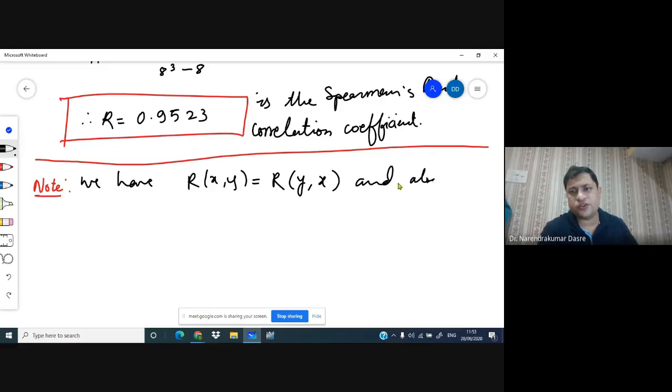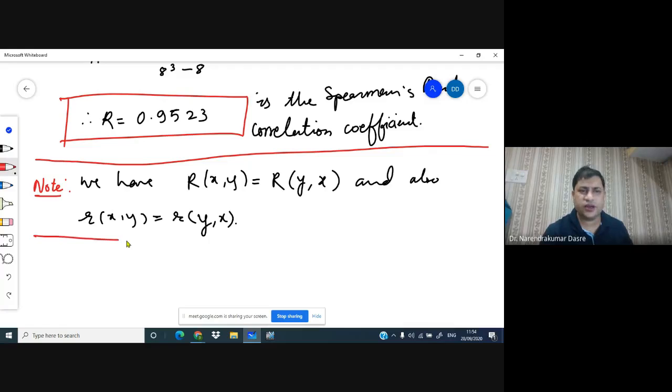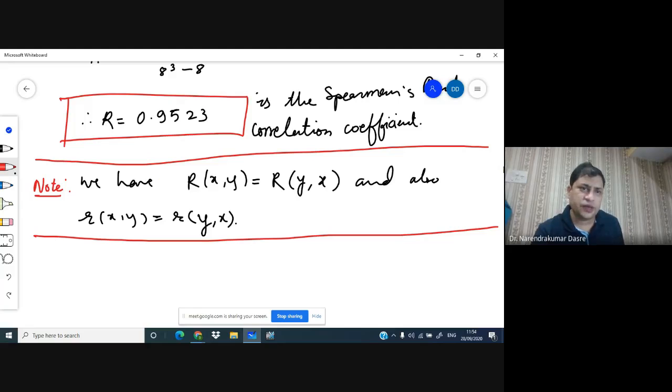And also, small rxy is the same as small ryx. So for both of these correlation coefficients, it does not matter whether you consider Y first or X first. So if in the exam you write the Y series first and then the X series, that doesn't matter. But usually we consider this one.